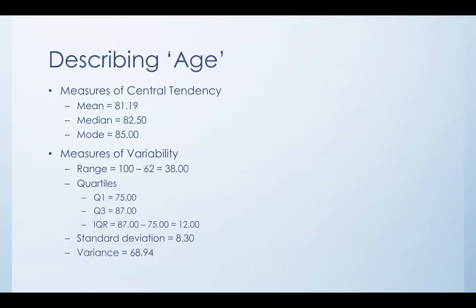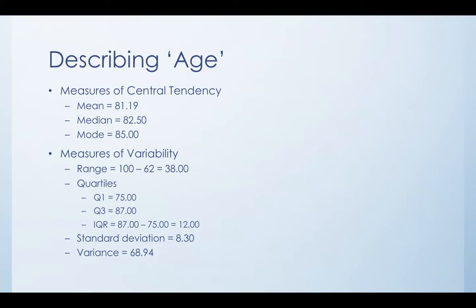I'm going to give you examples of this later on. Well, no, I'm going to give you an example of it right now. Age was a variable that we collected in this fall study, so I calculated the three measures of central tendency. The average age was 81.19. When I ordered all the ages from low to high, the age that was smack dab in the center was 82.5, and the age that occurred the most was 85.